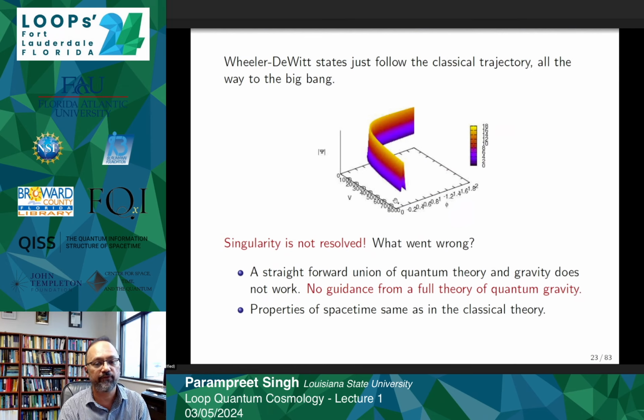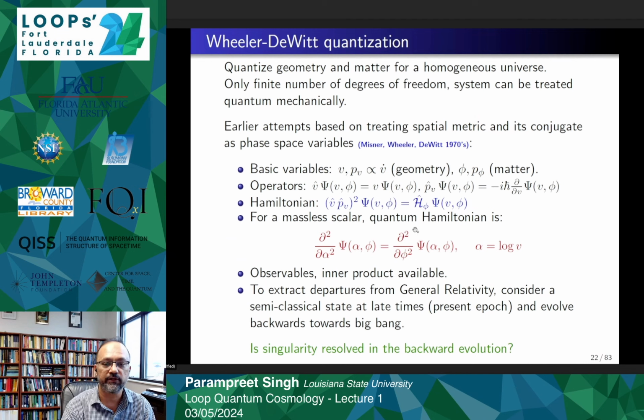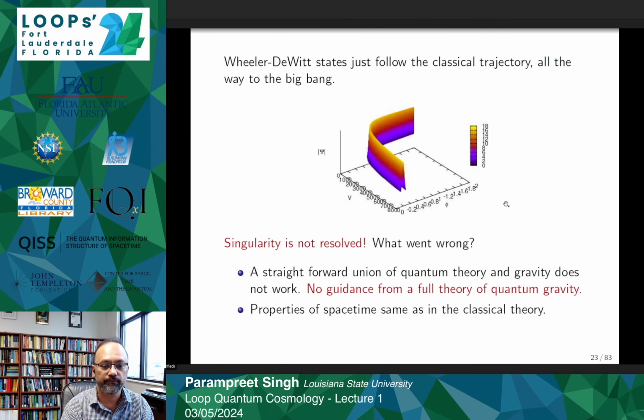You can also take some different states, squeezed states, or very non-classical quantum states. Even then, the singularity is not resolved. And you can ask the question, what went wrong? What went wrong is that even though we were doing this Wheeler-DeWitt quantization, we still have these differential operators everywhere. The underlying space is still a differentiable manifold. There was no quantum geometry in it. That's the first thing which went wrong.